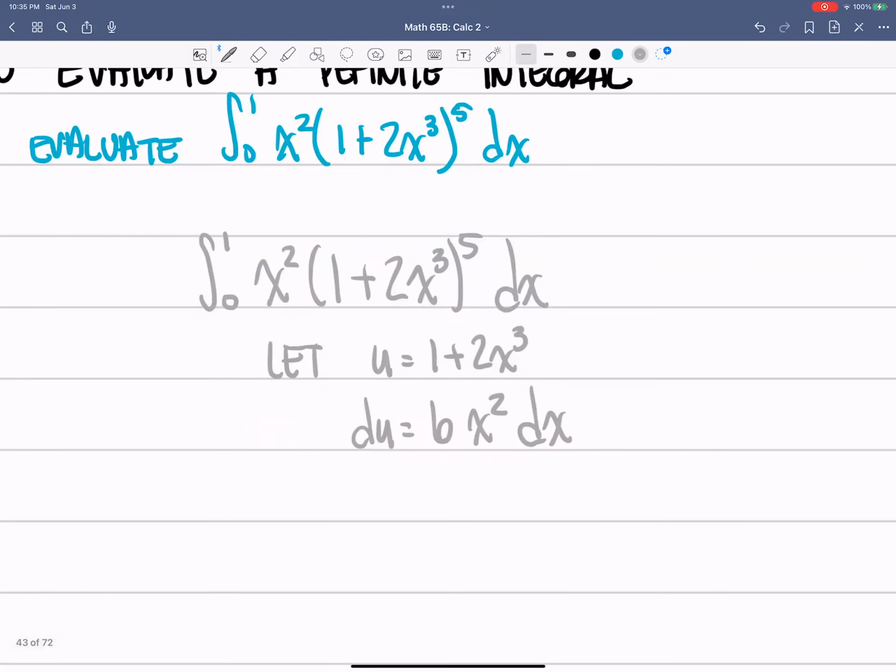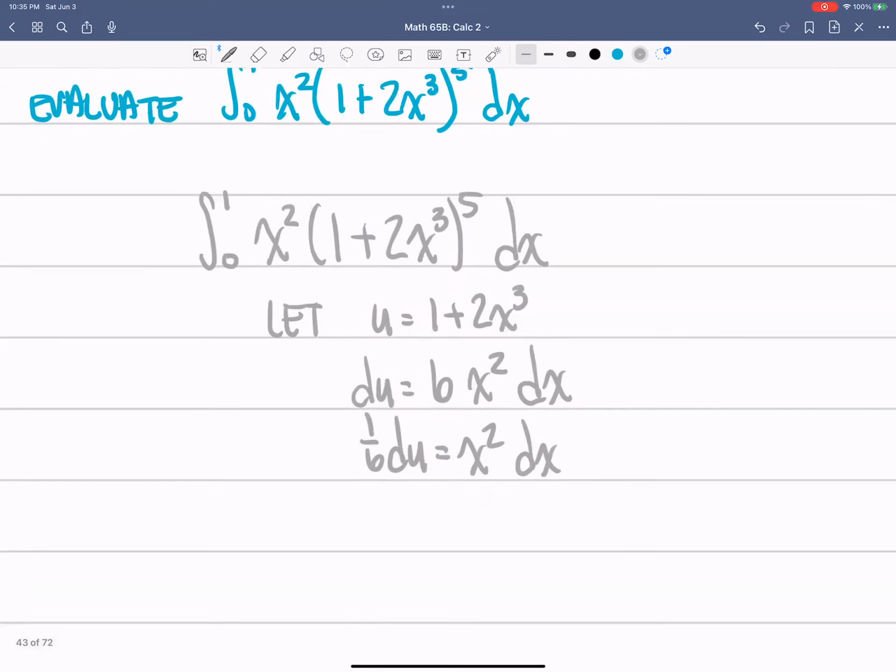And from here, just to get that x squared, we have 1 over 6 du is equal to x squared dx. All right, so that's what we're multiplying back in. We're now integrating with respect to u. So what we're going to do is change these values because these are values for x. What we need are going to be values for u.